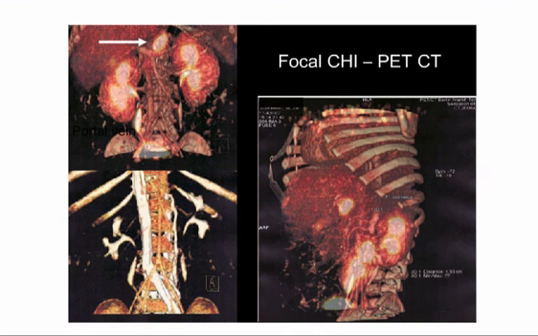This is a slide of focal congenital hyperinsulinism on PET-CT scan. This investigation is the investigation of choice to determine whether a child has a focal or a diffuse disease. The white arrow indicates the position of the focus within the pancreas, which is amenable to surgery and helps the surgeon localize the lesion very accurately.